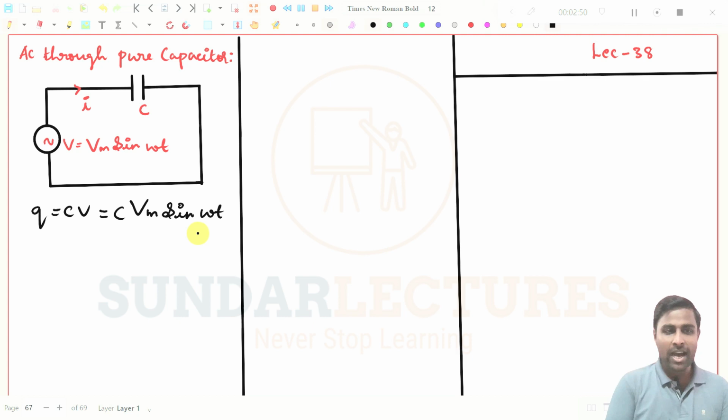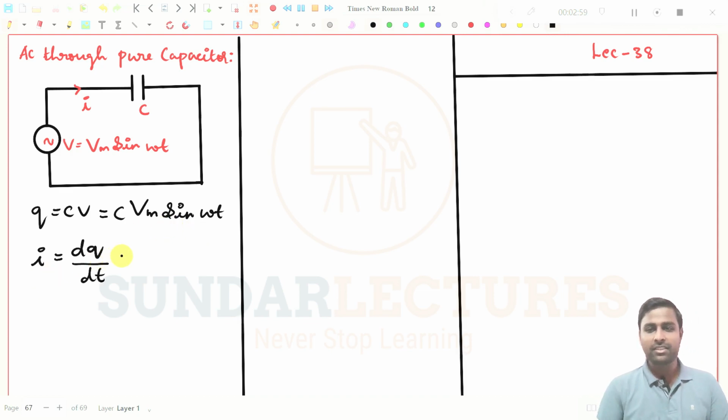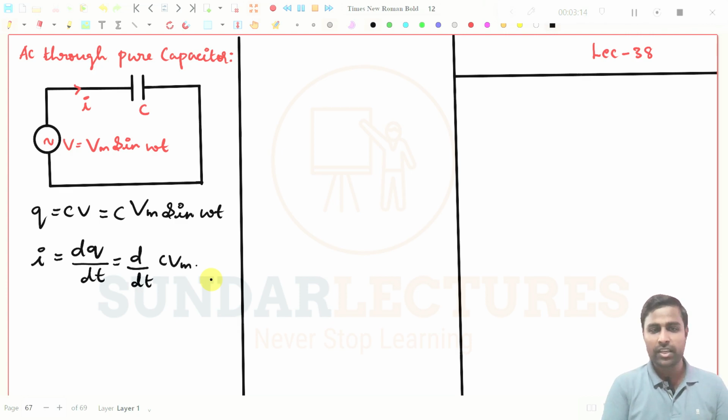And what is the I value? We know this one. I is equal to dq by dt, the rate of change of charge with respect to time, that is what we call current in a capacitor. What we need to do is differentiate this expression with respect to time, so this will be C into Vm sine of omega t. We need to differentiate this expression, that's all.